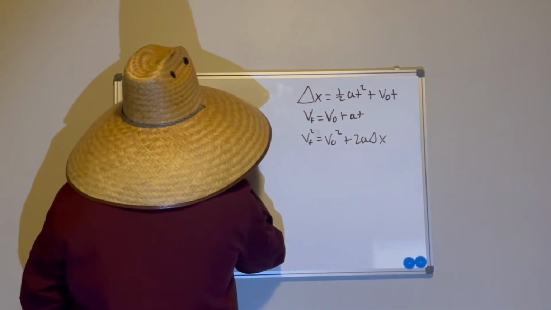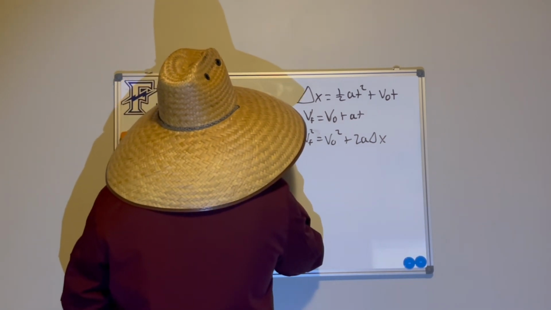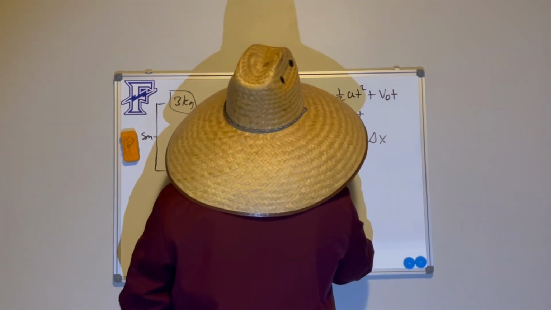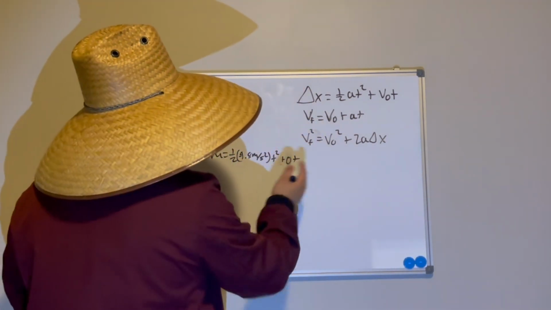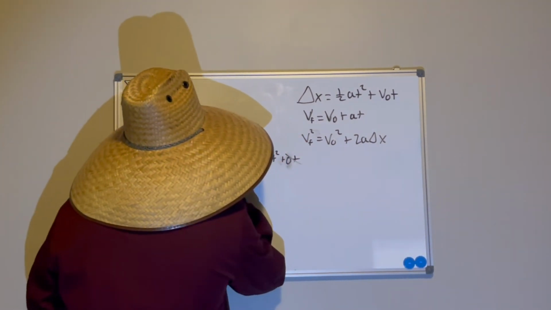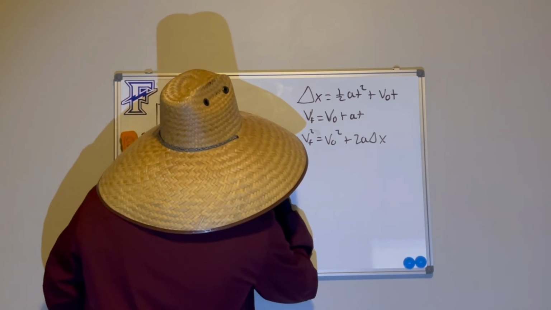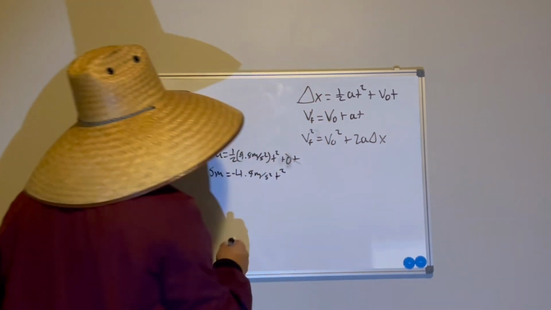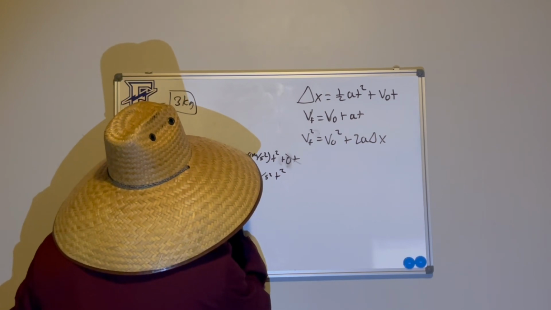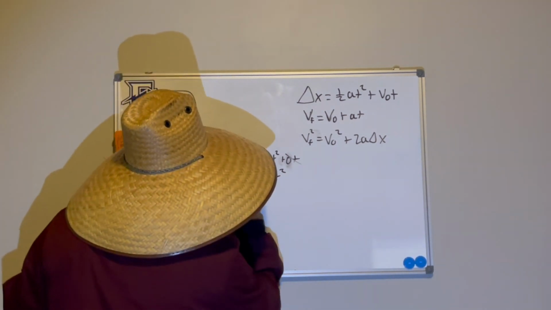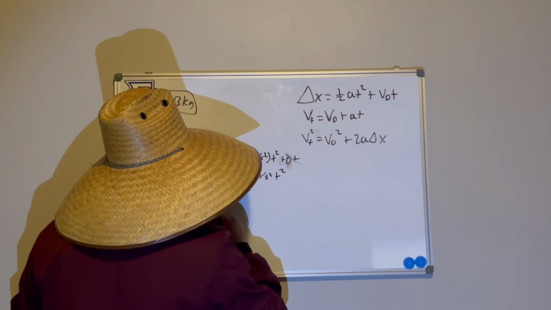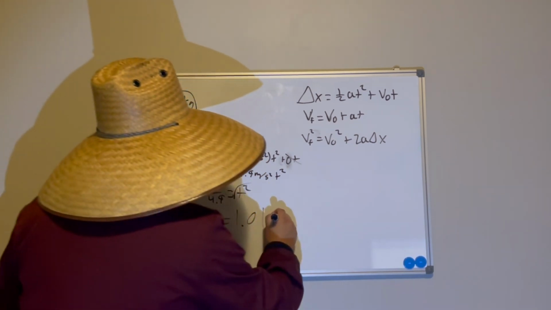So when we plug that in, we get 5 equals 1 half times 9.8 times t squared plus 0 times t. Because velocity initial is 0, anything times 0 is 0, so that cancels out. Then you get 5 meters equals about 4.9 times t squared. Dividing by 4.9, 5 over 4.9 equals t squared, so take the square root, and time equals about 1.01 seconds.